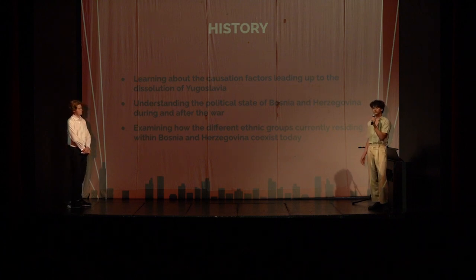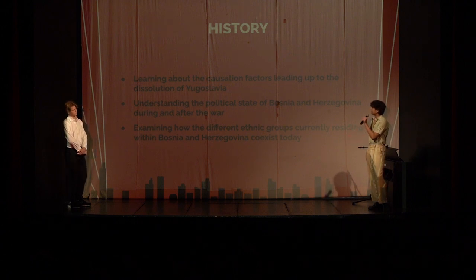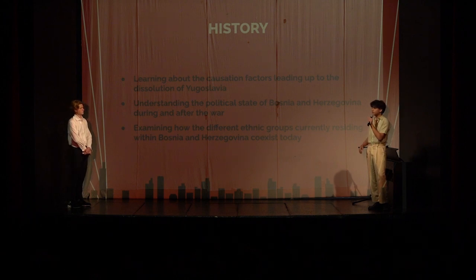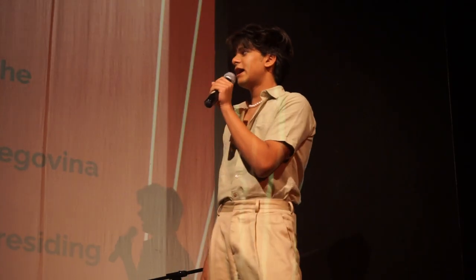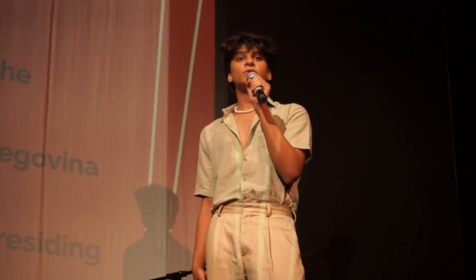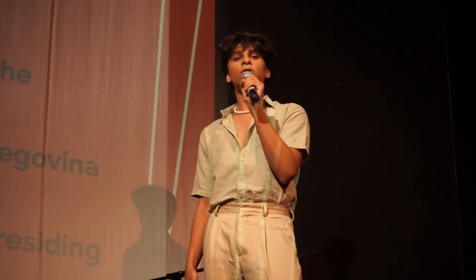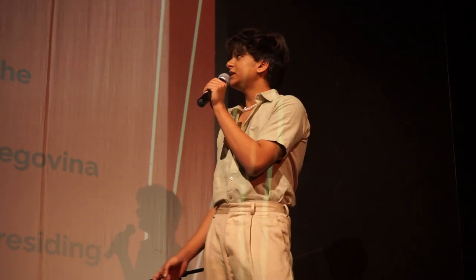There were several aspects to our module. There was the artistic side, there was the history, the language. I'm first going to talk about the historical side of our module. So we learned about the dissolution of Yugoslavia. We learned about the political state of Bosnia and Herzegovina during the war and post-war. And finally, we examined how the different ethnic groups reside in Bosnia and Sarajevo post-war. So these were our main elements of history.